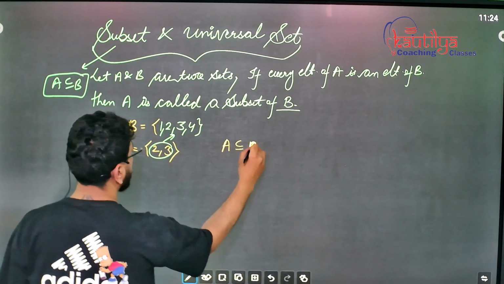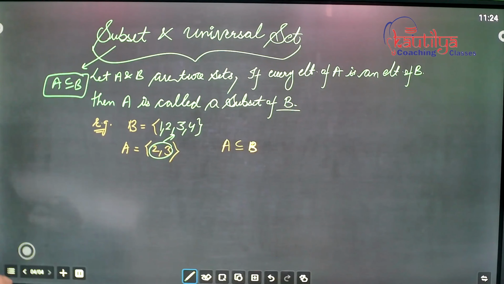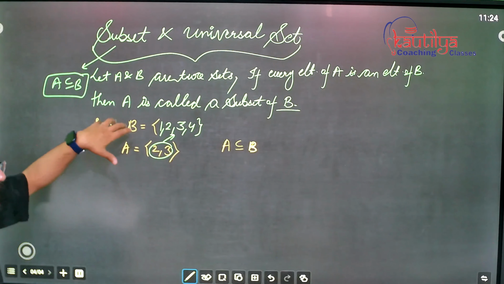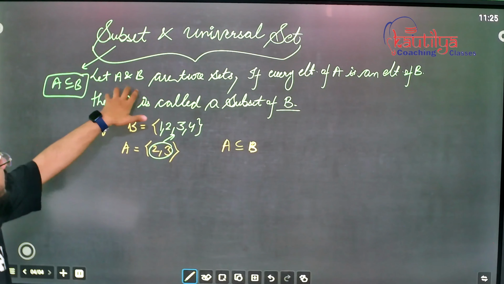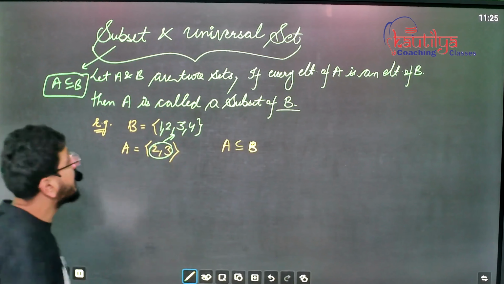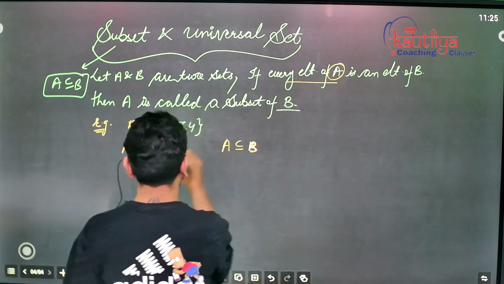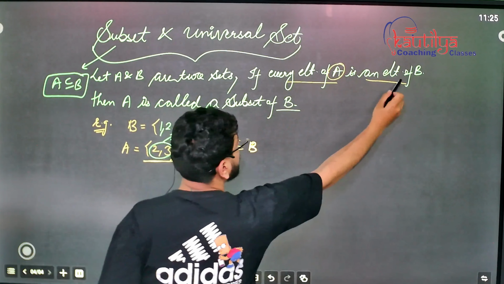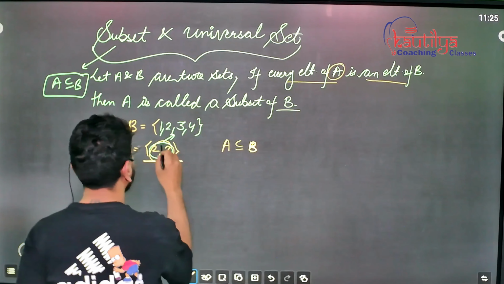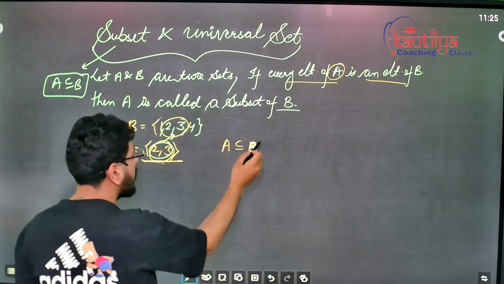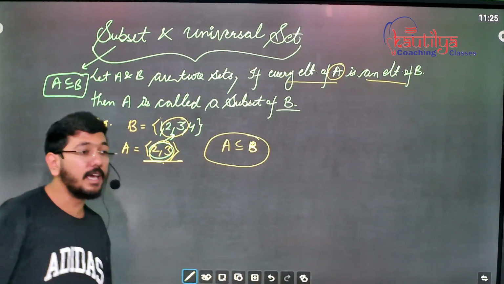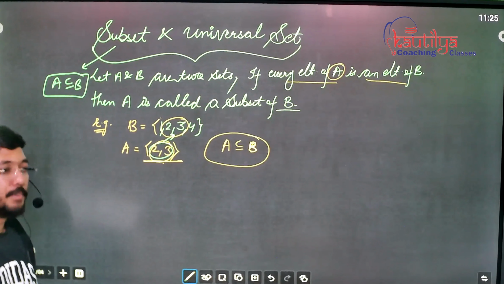If the two elements of A are present in B, then it shows that A becomes a subset of B, because the definition already says: A and B are two sets, and if every element of A is an element of B. Like 2 and 3 are the elements of A here, which means 2 and 3 are present in B, so this simply clarifies that A is a subset of B.